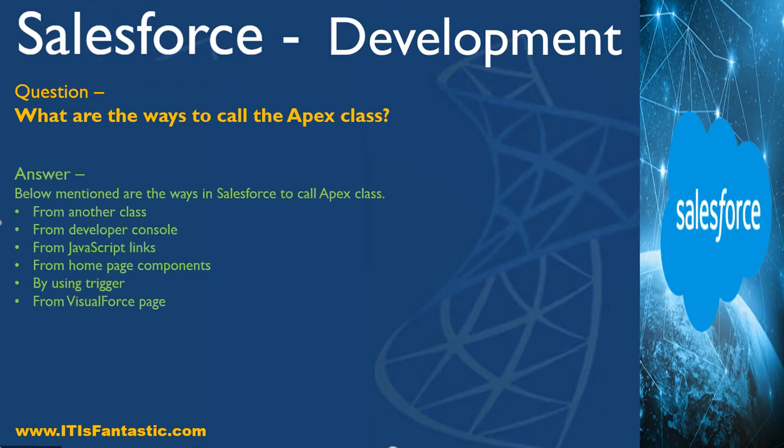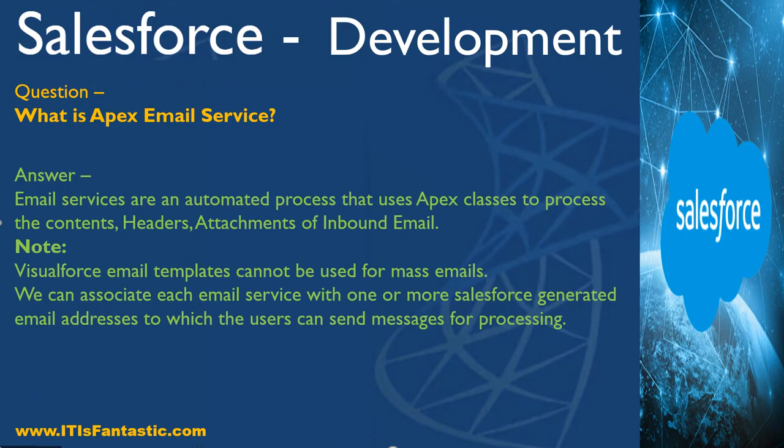What are the ways to call the Apex class? Below mentioned are the ways in Salesforce to call an Apex class: from another class, from developer console, from JavaScript links, from homepage components, by using triggers, from Visualforce page. What is Apex email service? Email services are an automated process that uses Apex classes to process the contents, headers, and attachments of inbound email.